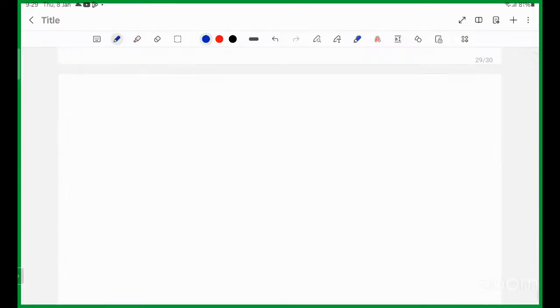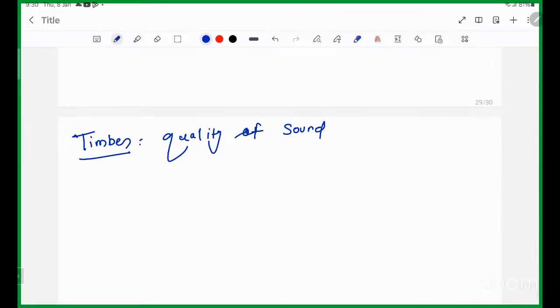Now another quality of sound, we call it timbre. It's a quality of sound.